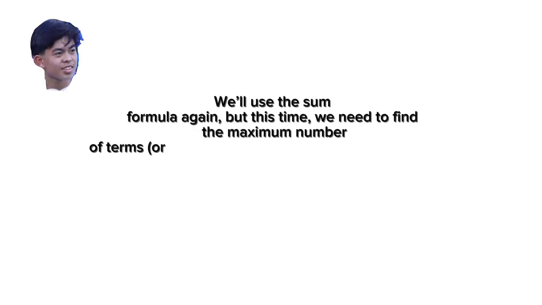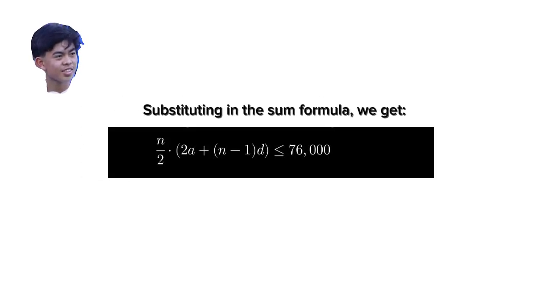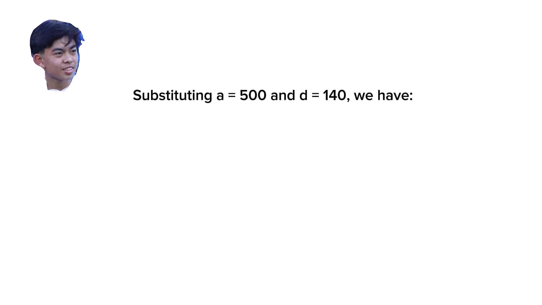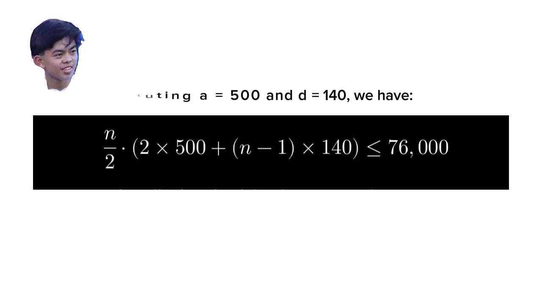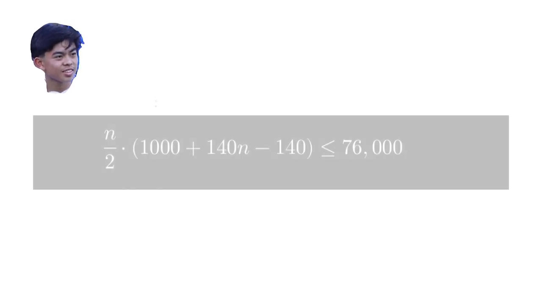Next, we will use the sum formula again, but this time we need to find the maximum number of terms, or 50-meter segments, for which the total cost is under or equal to $76,000. Let's set up the inequality. So the Sn is equal to 76,000. Substituting in the sum formula, we get. Substituting A equal to 500 and D equal to 140, we have. Simplifying inside the parentheses, which becomes.